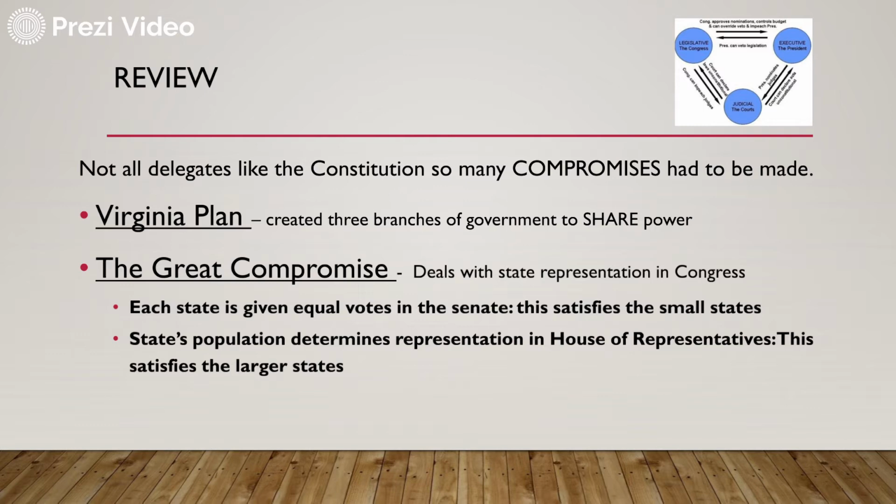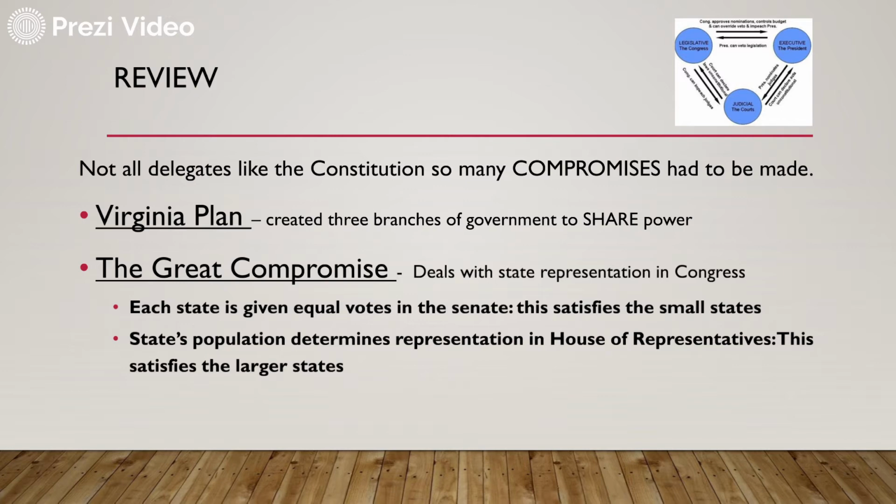There's also what was called the Great Compromise, and this dealt with how states were represented in Congress. We saw that there's two different houses in the legislative branch, or in Congress. There was a Senate, and every single state, no matter how large or small it is, by how much population there is, has an equal number of senators. All states have 2 senators. So there's 50 states, there's 100 senators in the Senate.